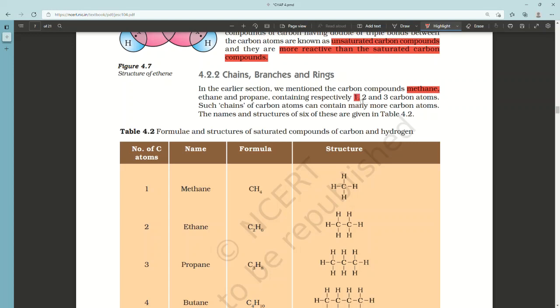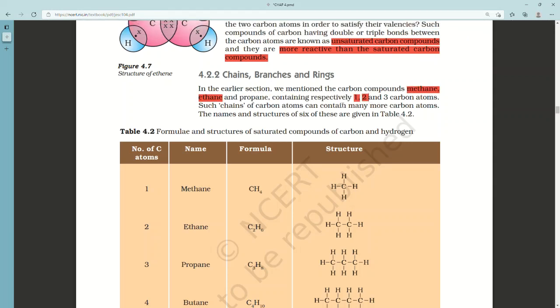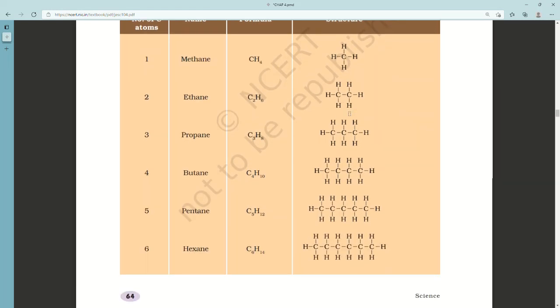Straight chain, branched chain and cyclic carbon compounds all may be unsaturated or saturated. For example, benzene, C6H6, which has the following structure. All these carbon compounds which contain only carbon and hydrogen are called hydrocarbons. Among these, the saturated hydrocarbons are called alkanes.